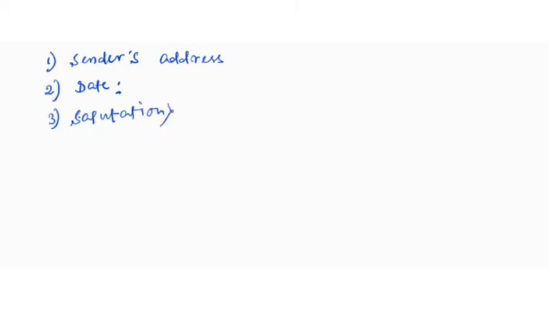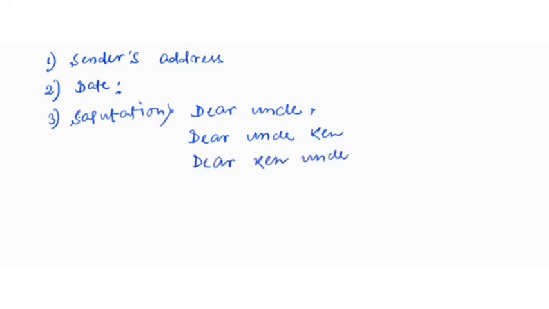Think you are writing a letter to your uncle, so you will write Dear Uncle. Now if your uncle's name is Uncle Ken, you can write Dear Uncle Ken. But if you write Dear Ken Uncle, that is entirely wrong. You cannot do this. These two you can write. In the same way you can follow it for other relations too.